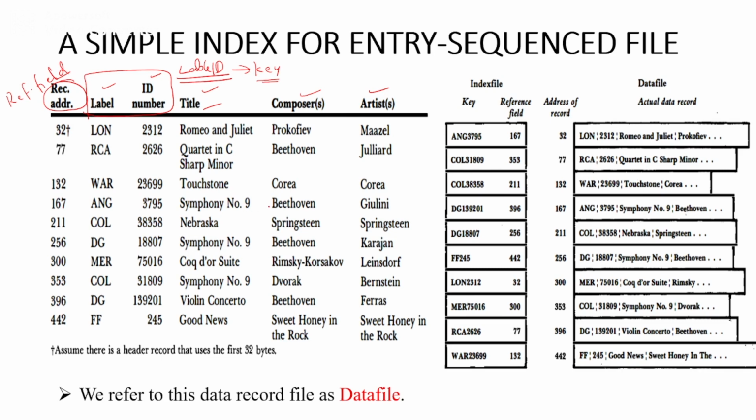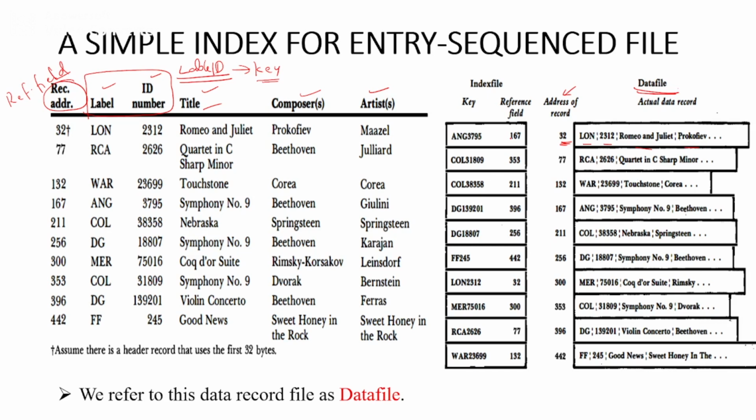We refer to this data record file as the data file. All these things are stored in the data file. If you consider this data file, you can see the record address, then the label, ID number, title, composer, etc. All the data you have in your file will be stored in the data file. So 32 is the address of the record, and we use it as a reference field.